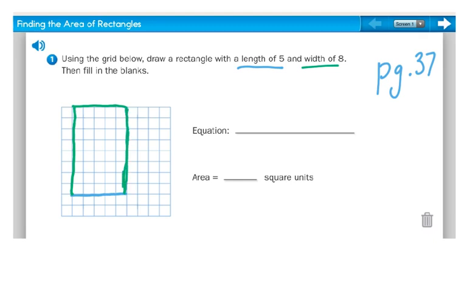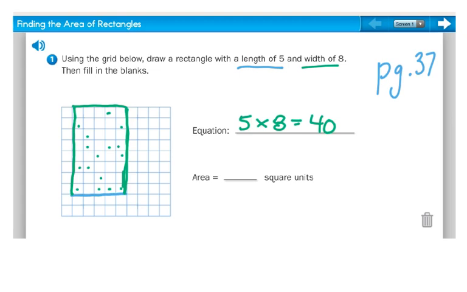Now I could count the squares. 1, 2, 3, 4, 5, 6, 7, 8, 9, 10, and so on, up to 40. I don't want to do that. That took way too much time. So I'm going to use the equation length times width. The length is 5 times the width is 8, and 8 times 5 is 40.